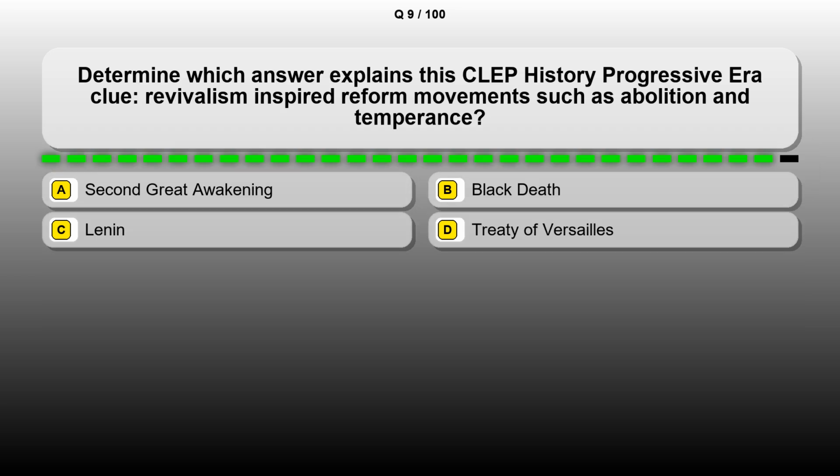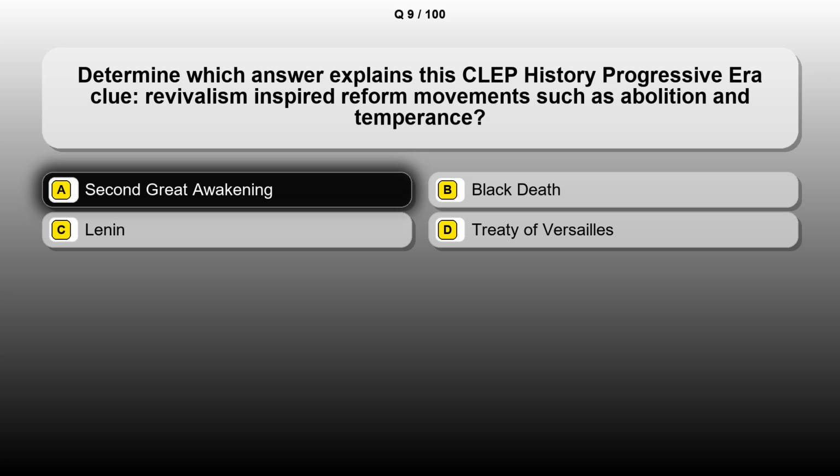Question 9. Determine which answer explains this CLEP History Progressive Era clue. Revivalism inspired reform movements such as abolition and temperance. Option A, Second Great Awakening. Option B, Black Death. Option C, Lenin. Option D, Treaty of Versailles.